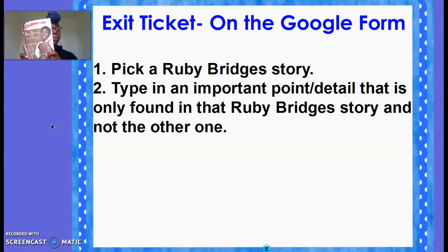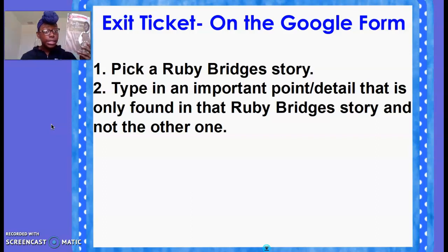So on the Google form, I would pick Ruby Bridges Goes to School, My True Story, and then I would type a detail that is only found in this story. Meaning, I'm not going to pick that she went to William Frantz Elementary School or that she helped to desegregate the schools, because that's in both stories. What is something unique that this story, only this one, talks about? I'm using my text evidence, and I'm finding something unique that is only in this story.